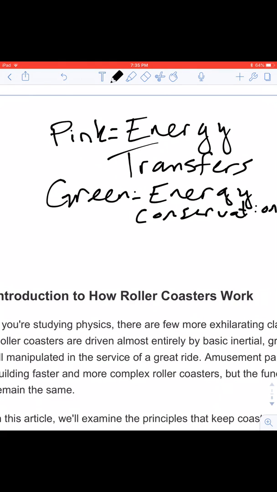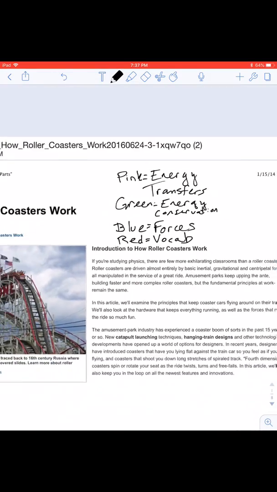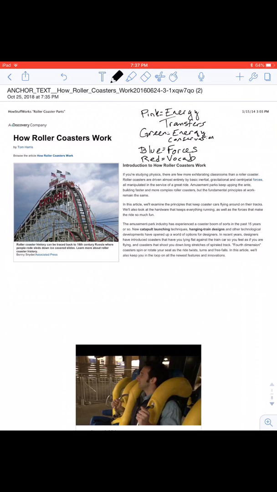I'm going to make blue about forces and those related effects. I'm just going to write the word forces here. And I'm going to add also a red highlight, and that will be any important vocab words. So with that, let's go ahead and start reading this article, keeping in mind what we want to highlight as we go through.